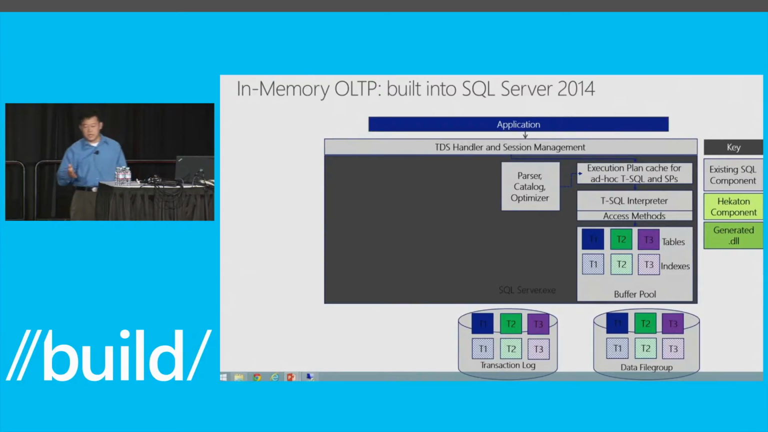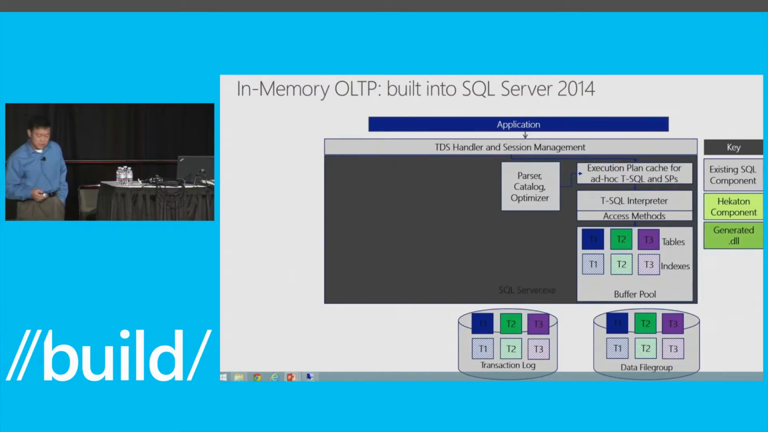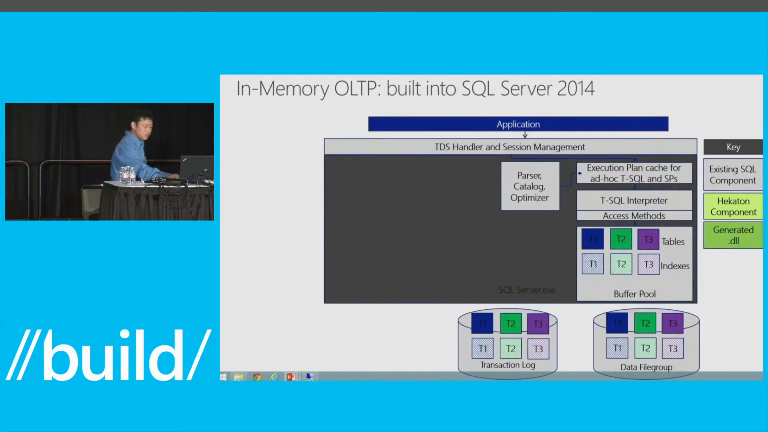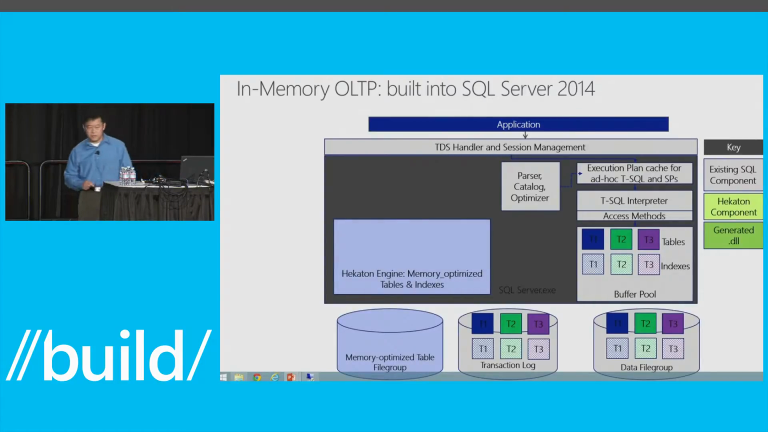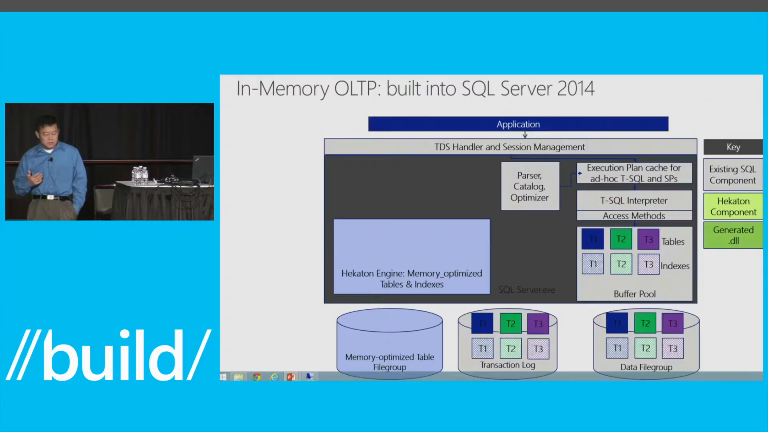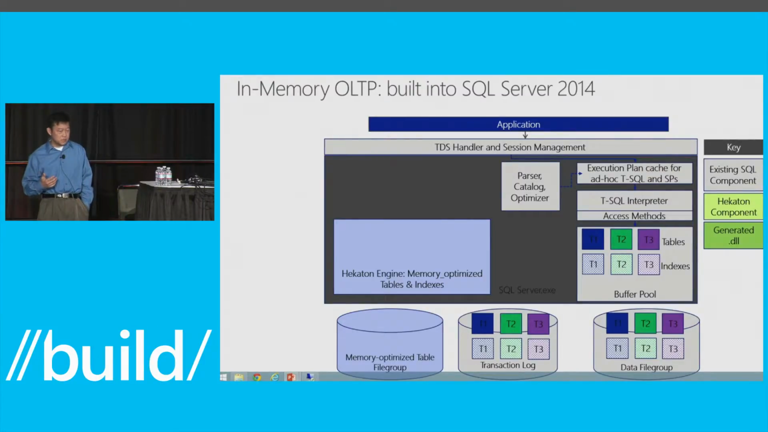So let's assume you have 3 tables and 3 corresponding indexes in this picture. And we want to move T1 and T2 into in-memory OLTP. So first realize that in-memory OLTP is not an additional binary. It's actually built into SQL Server. As a matter of fact, when you install SQL Server, you don't even see an option to install in-memory OLTP. It's just there, right? It's built in.